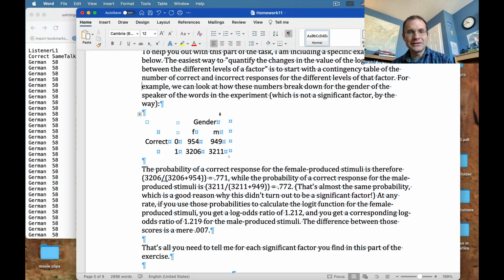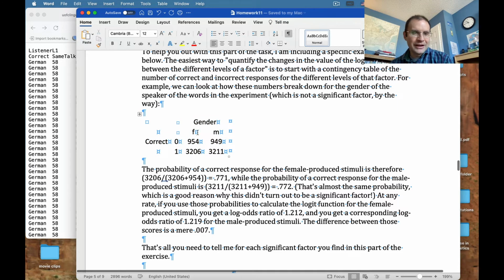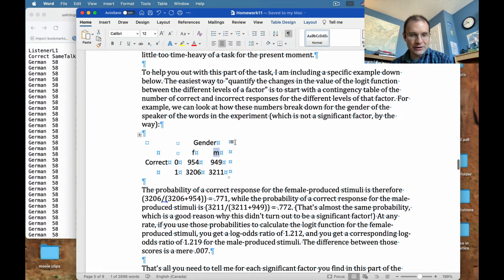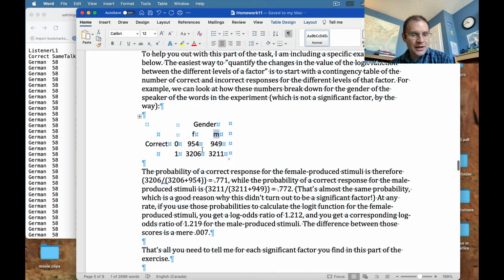we can look at how these numbers break down for the gender of the speaker of the words in the experiment. That turns out not to be significant. So basically, I want you to, if you're looking at the number of correct responses, so 1 is correct, 0 is incorrect. And then you're also breaking down the data by who spoke it, whether it was a female or a male, and that's kind of like two different groups of stimuli. But either way, we get these numbers.